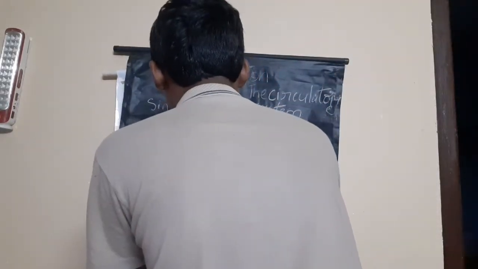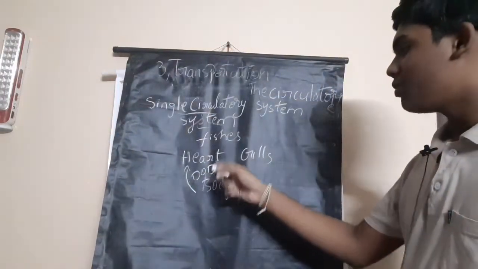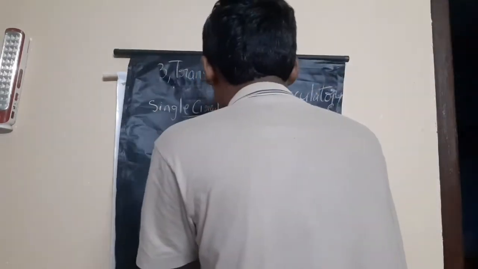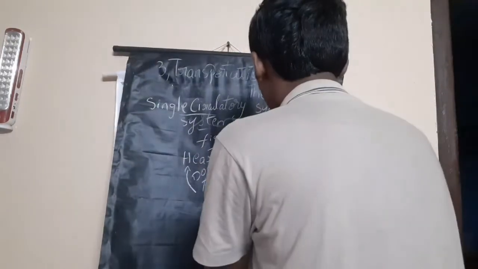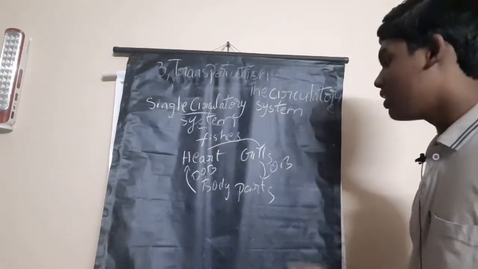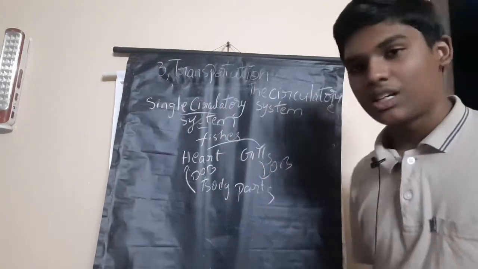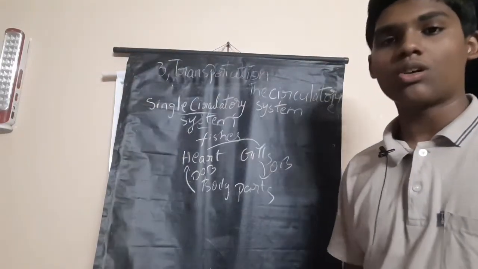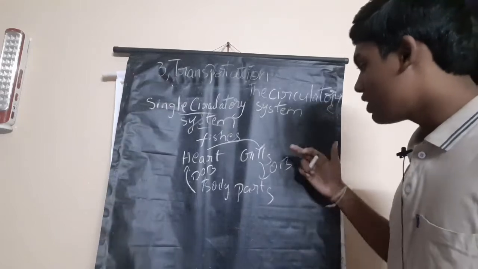Now the heart pumps the blood to the gills, and the gills directly send oxygenated blood to body parts. The deoxygenated blood is pumped by the heart to the gills, and in the gills the blood is oxygenated, and the oxygenated blood is sent through the gills to body parts.